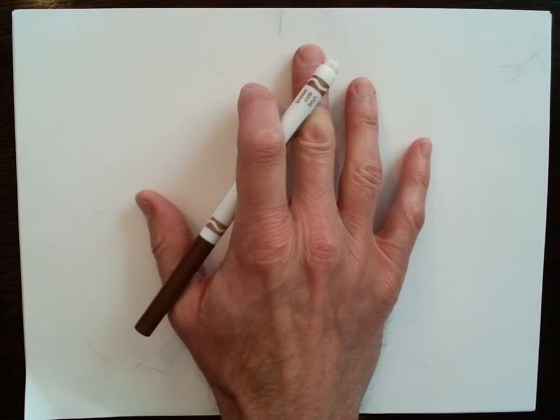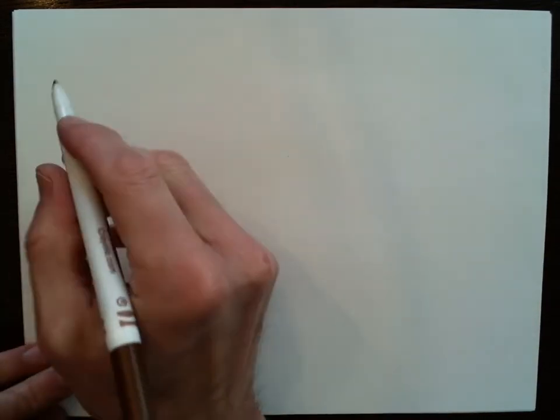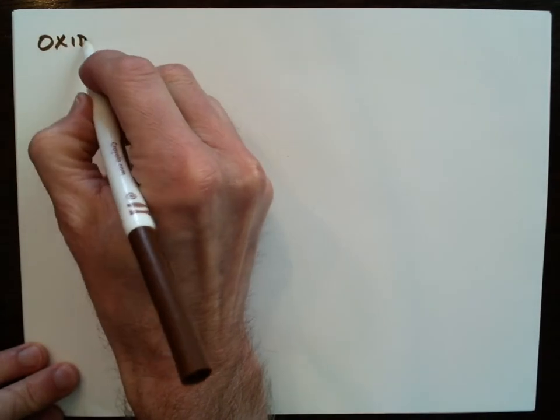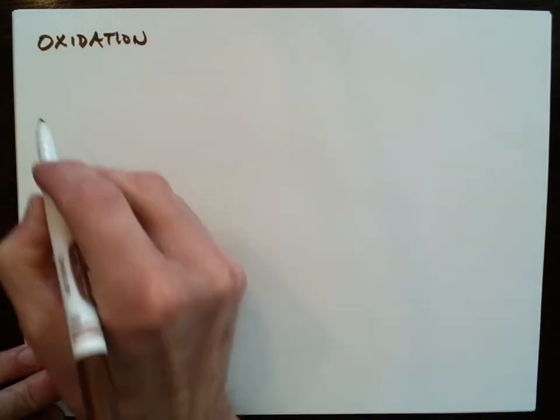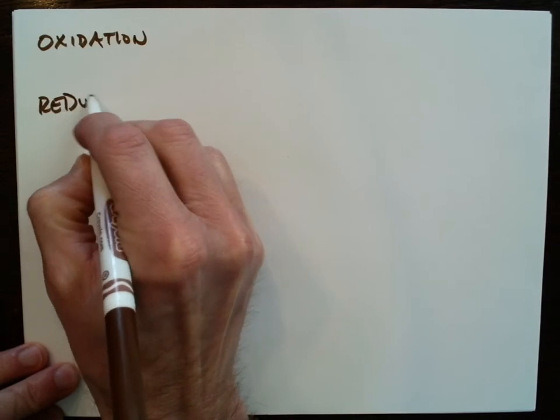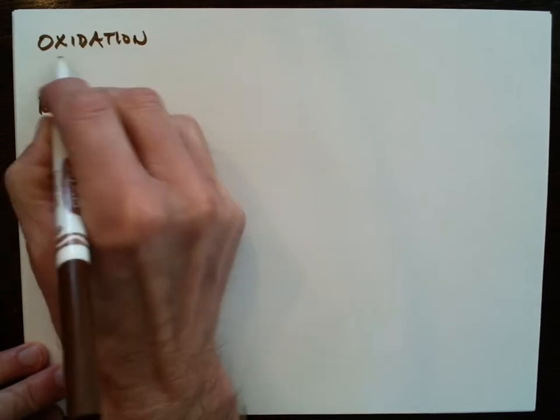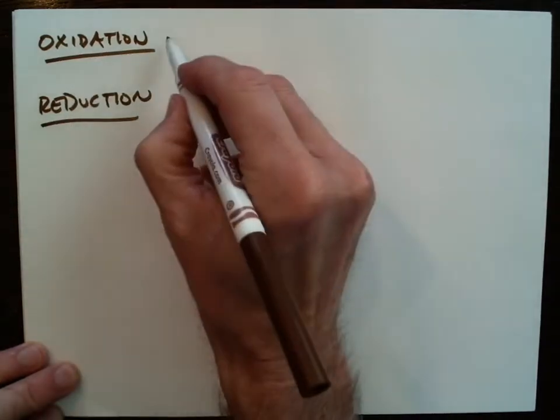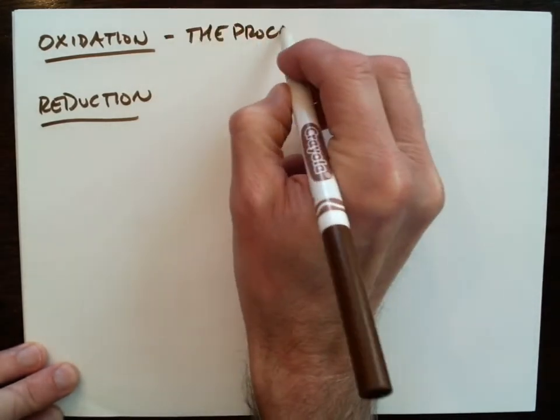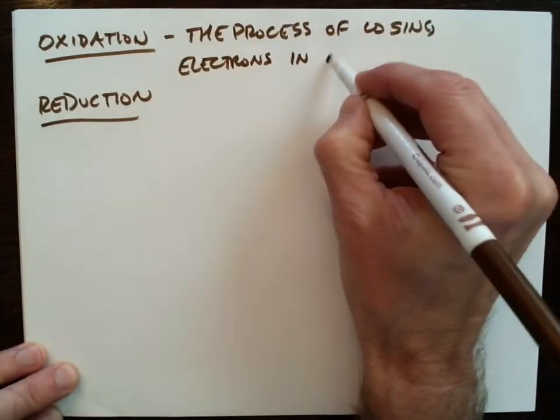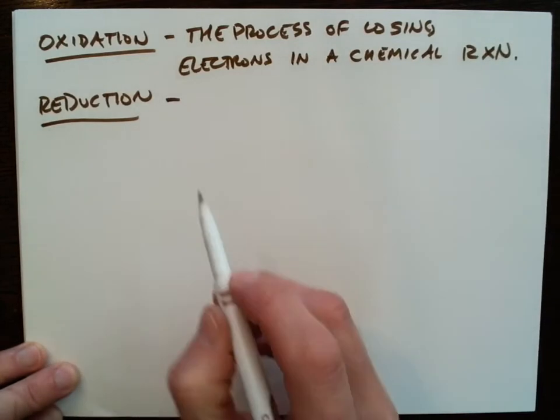We're going to start Chapter 20, Electrochemistry and Redox Reactions. We covered this before. We're going to learn about oxidation and reduction. In oxidation, you lose electrons. And in reduction, you gain electrons.